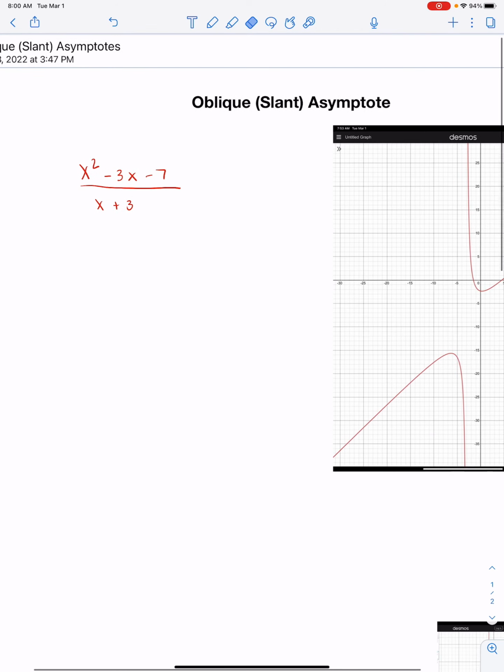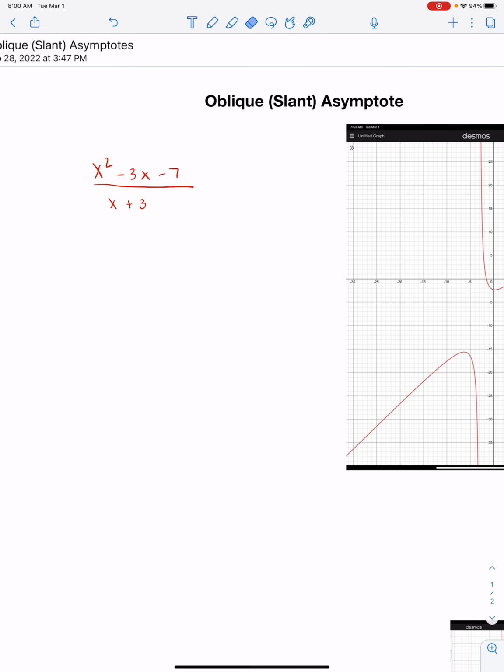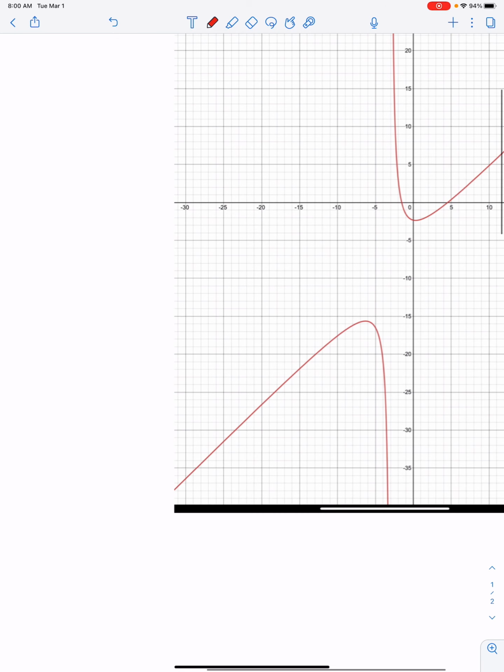So today, we need to talk about oblique asymptotes, otherwise known as slant asymptotes. If you take the equation that I've given you here, so if our function is equal to x squared minus 3x minus 7 over x plus 3, if you put this equation on a graph, you would end up with this picture.